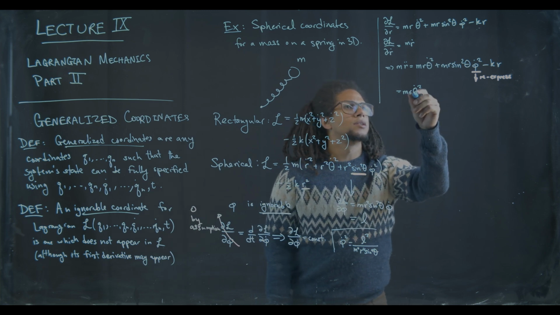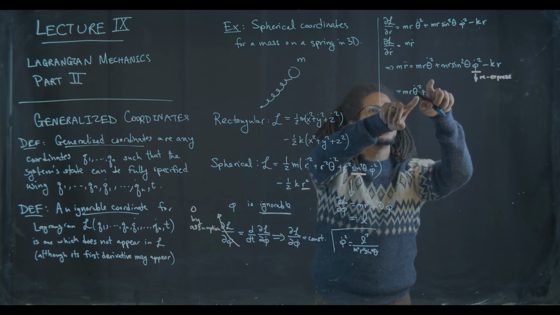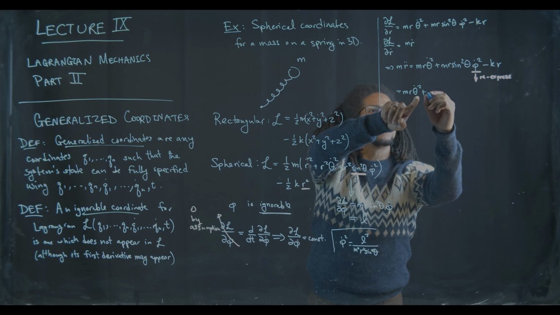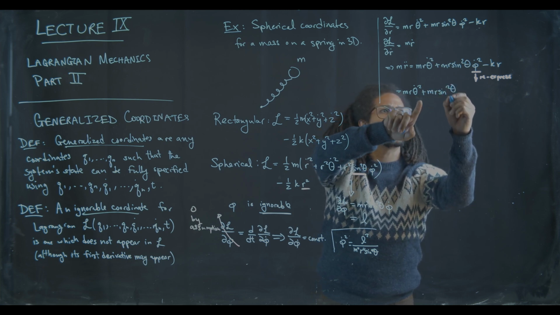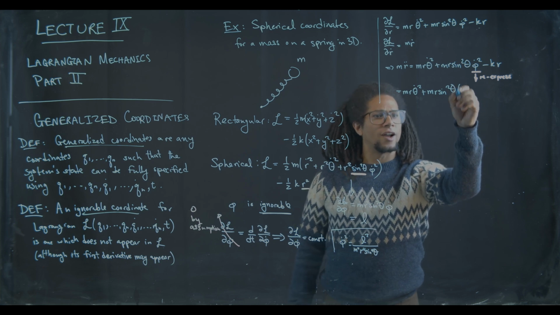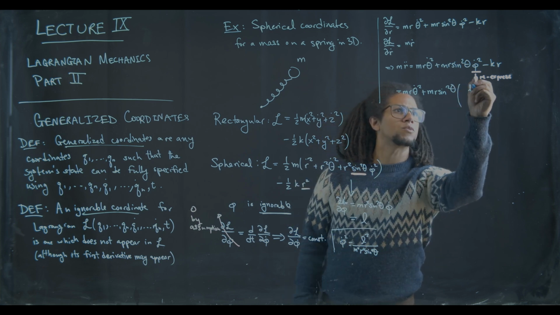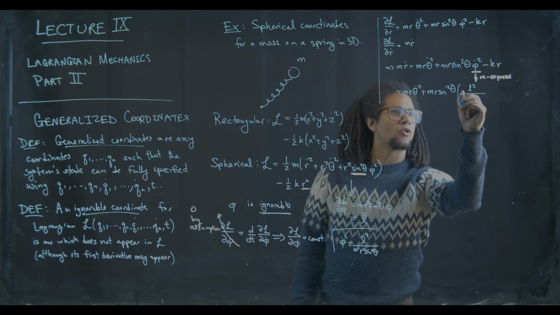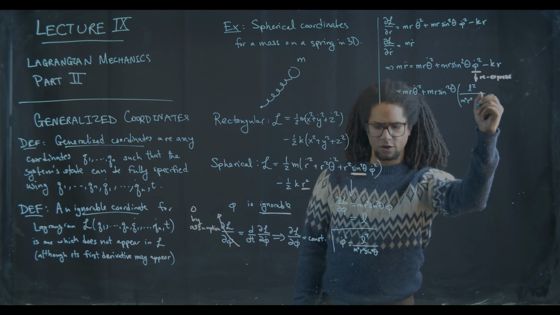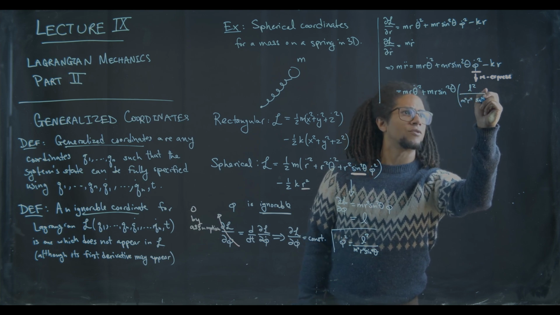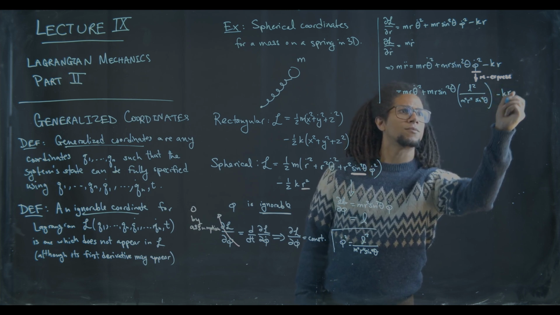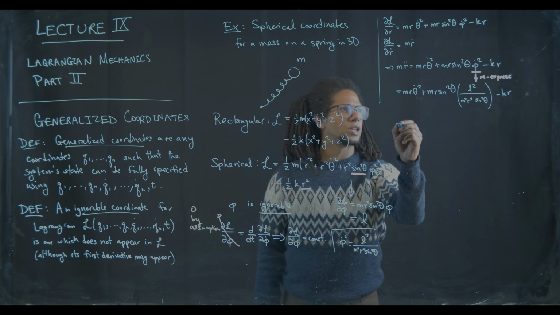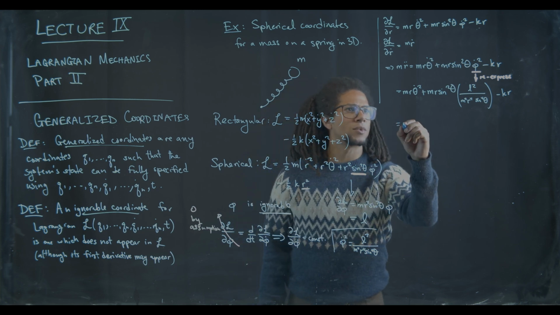Okay, so now we get theta dot squared there. We get mr sine squared theta. Then for phi dot squared, I'll just put in this expression I just wrote out down here: L squared over m squared r to the fourth sine to the fourth of theta, minus kr. And we can do a little bit of simplification as well.